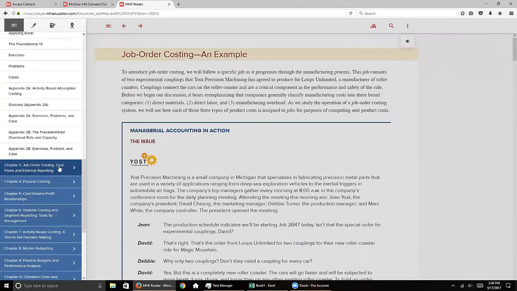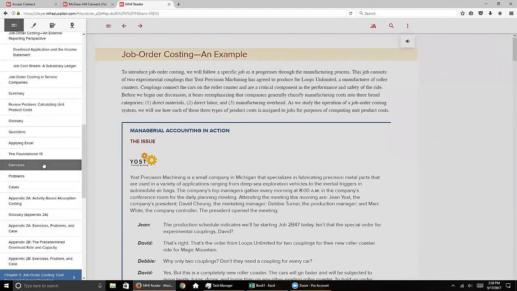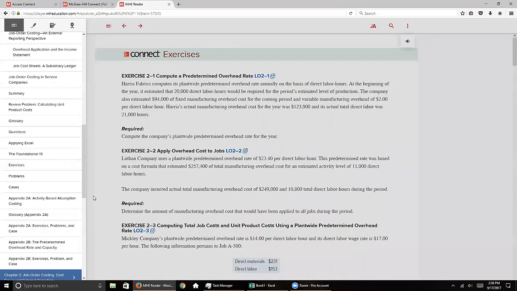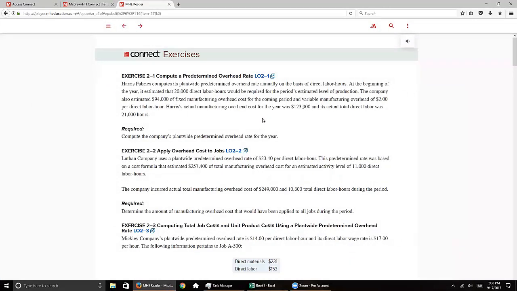Oops. Actually, let me skip ahead to the exercises. Yeah, so in Chapter 2, we spent a lot of time coming up with predetermined overhead rates and then applying overhead costs to jobs. And so this is one that I often do get a lot of questions about. And so unless there are strong objections, I'll work through exercise 2.1 and 2.2 here. And then we can even do some additional practice for that if you would like.